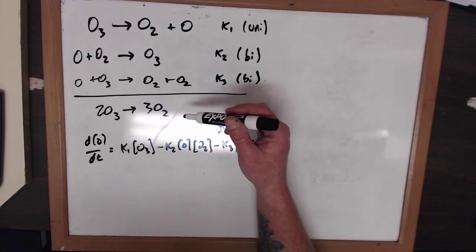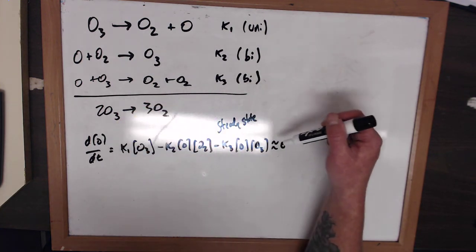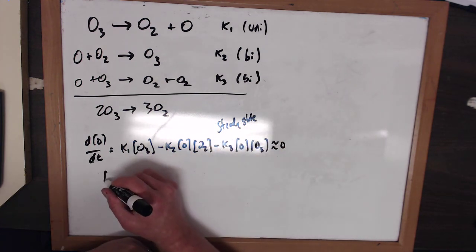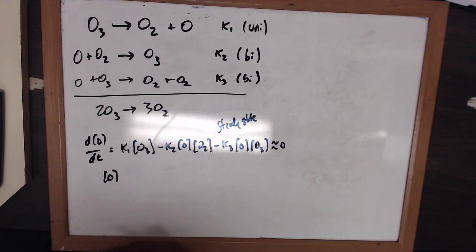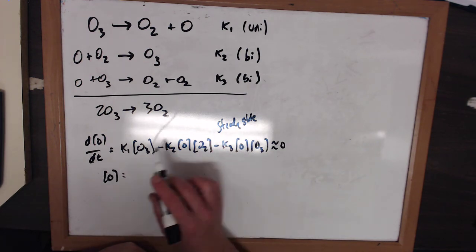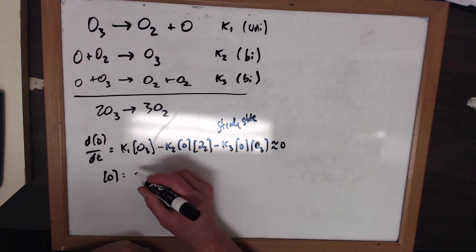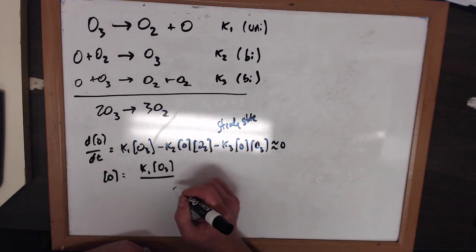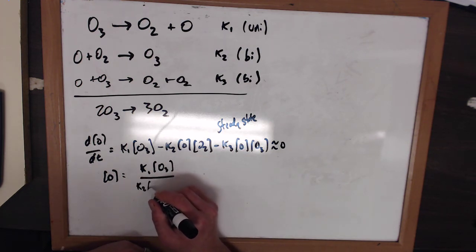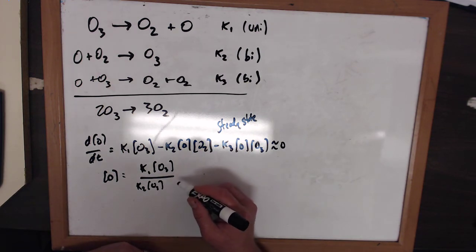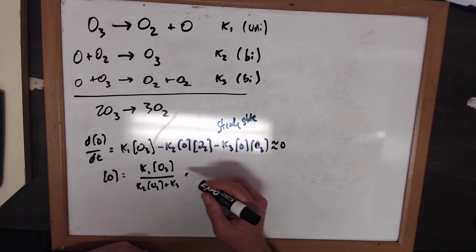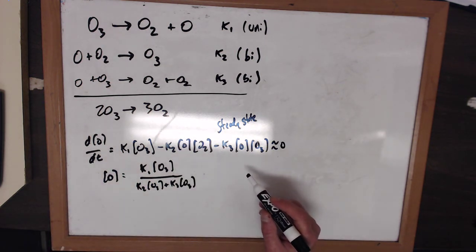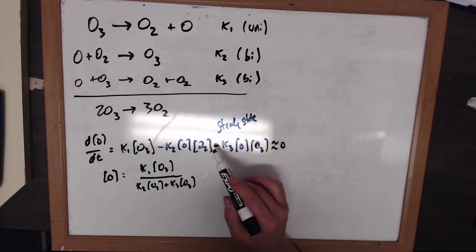Okay, so now this would be a rather complex thing to solve. However, if we set the steady state approximation to 0, then we can come up with an expression for the oxygen atom concentration, which will go as this with some algebra involved here. [O] = K1 times O3 divided by K2 times O2 plus K3 times O3. Okay, so again, just from doing some algebra.